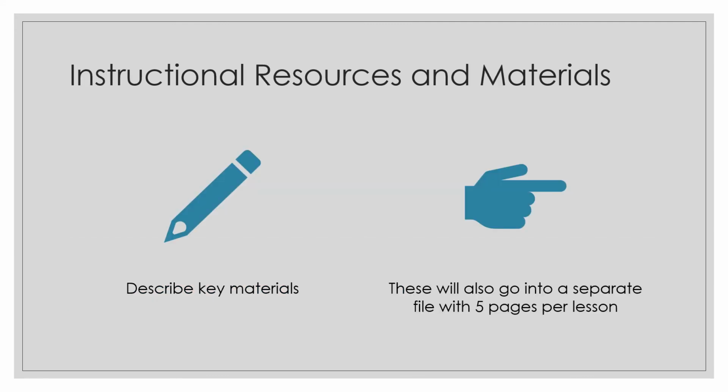And then instructional resources and materials is pretty obvious. Just describe your key materials. You don't have to describe everything. You don't have to say that there's going to be a pencil there. But if there's a pack or something, then definitely describe that. These will go into your lesson plan, but you can put more details into a separate file. One of the files you have to submit in task 1 is resources and materials. And they give you 5 pages per lesson so that you could give an example of a graphic organizer, for example, or you could give an example of sentence frames that you're using or something like that.